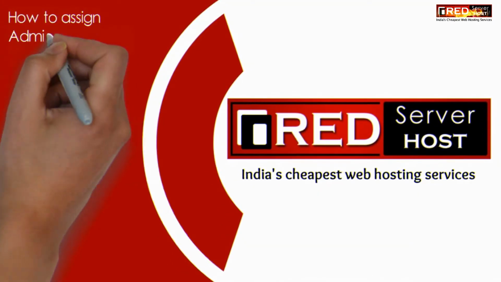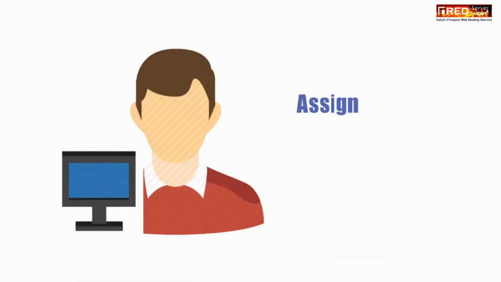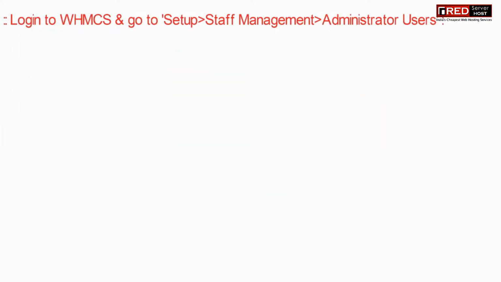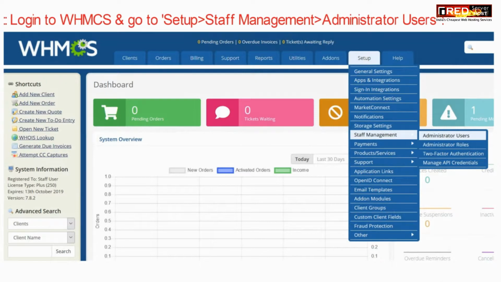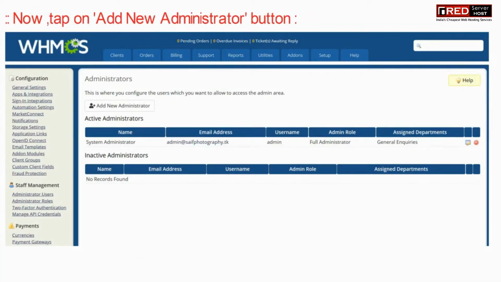Today in this video we will learn about how to assign administrator users in WHMCS. For that, log into WHMCS and then go to Administrator Users under Staff Management. Now, click on Add New Administrator.